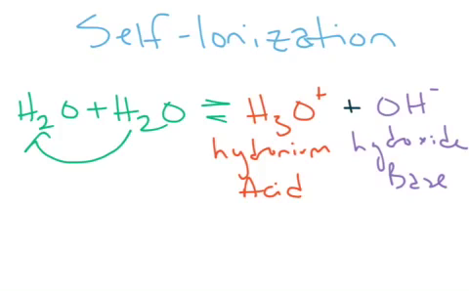So the reason why water is neutral is because it's always making both things at the same time. Every time it makes one hydronium, it makes another hydroxide, and it cancels itself out. If you add something to water that only increases the amount of hydronium, you're going to end up with an acidic solution. If you add something to water that only increases the amount of hydroxide, you're going to end up with a basic solution.